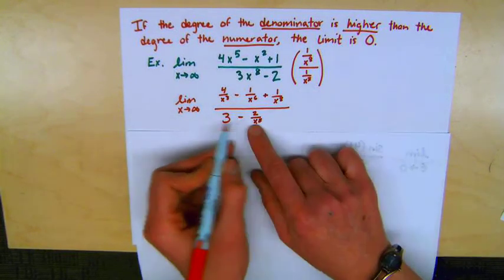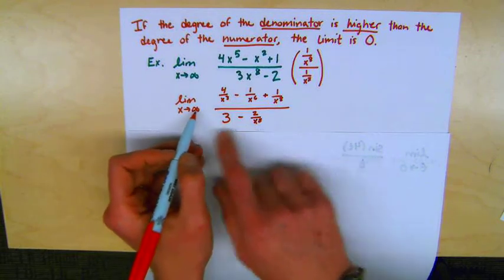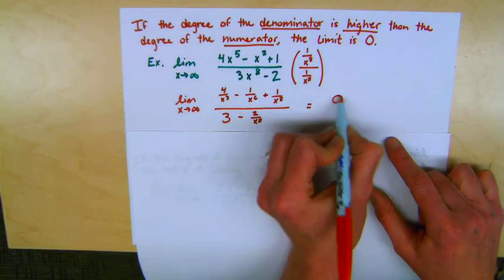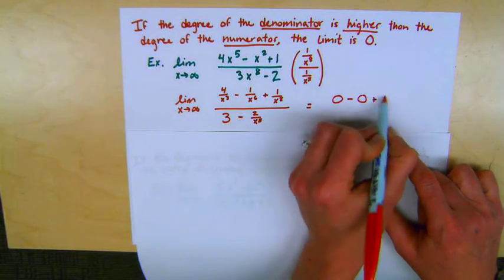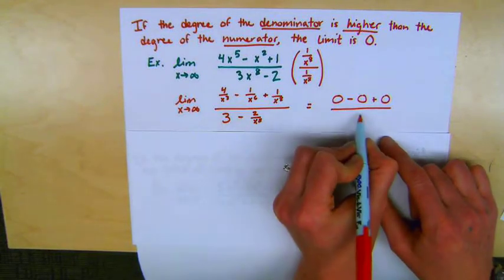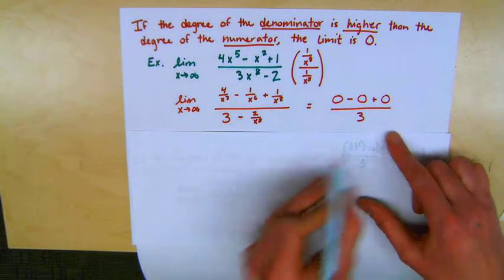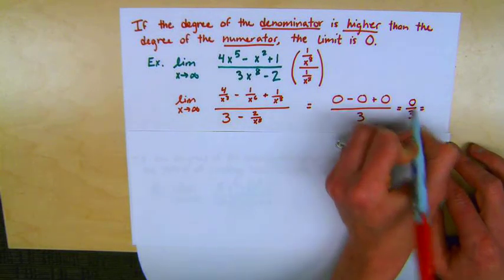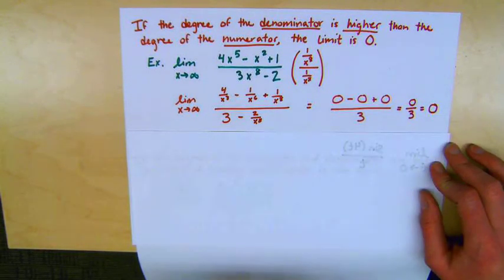And again, we see what happens when I take this limit to infinity. All of these little pieces are going to go to 0. I end up with 0 minus 0 plus 0 in the numerator, and I get 3 minus 0 on the bottom, which is just 3. And so this limit is 0 thirds, and if I don't have any thirds, that's the same thing as 0.